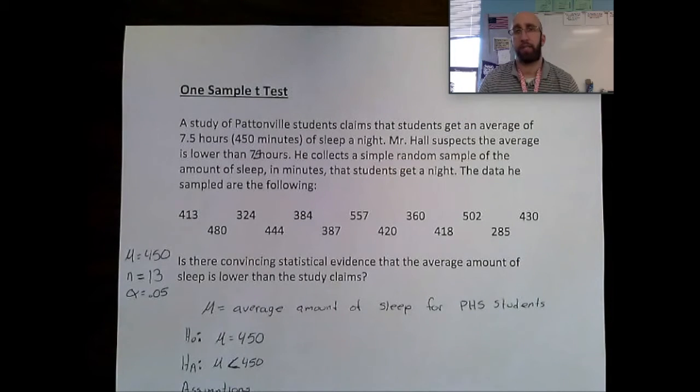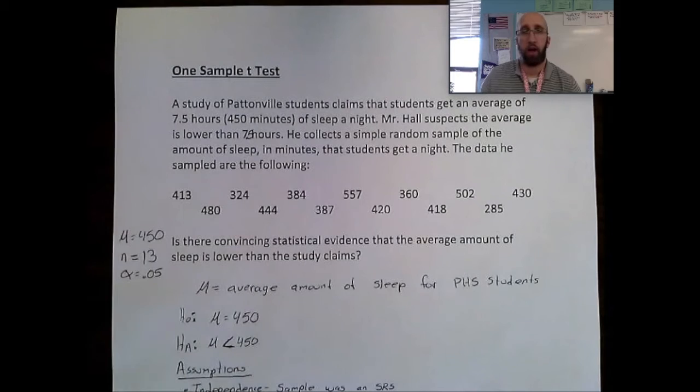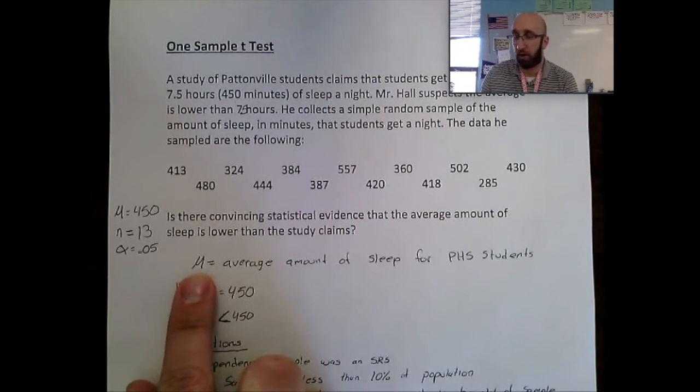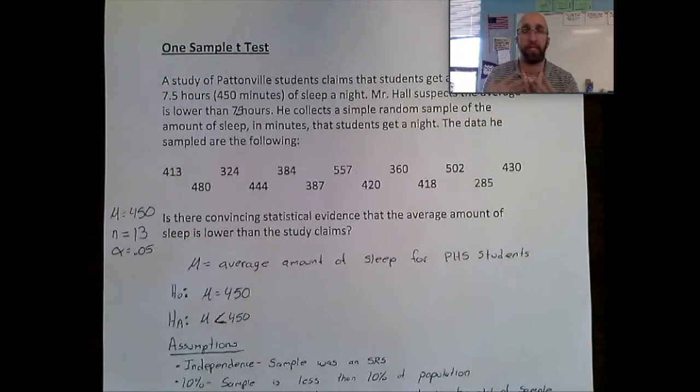Now, they're asking me to find statistical evidence that the average amount of sleep is lower than the study claims. There is no indication of what sort of alpha we should use, so I was able to choose an alpha, and before I started this problem, I chose alpha to be 5%, or 0.05, as my cutoff level. Then I proceeded through PHANTOMS, P-H-A-N-T-O-M-S. My parameter of interest, the focus of our problem here, is mu, the average amount of sleep for PHS students.